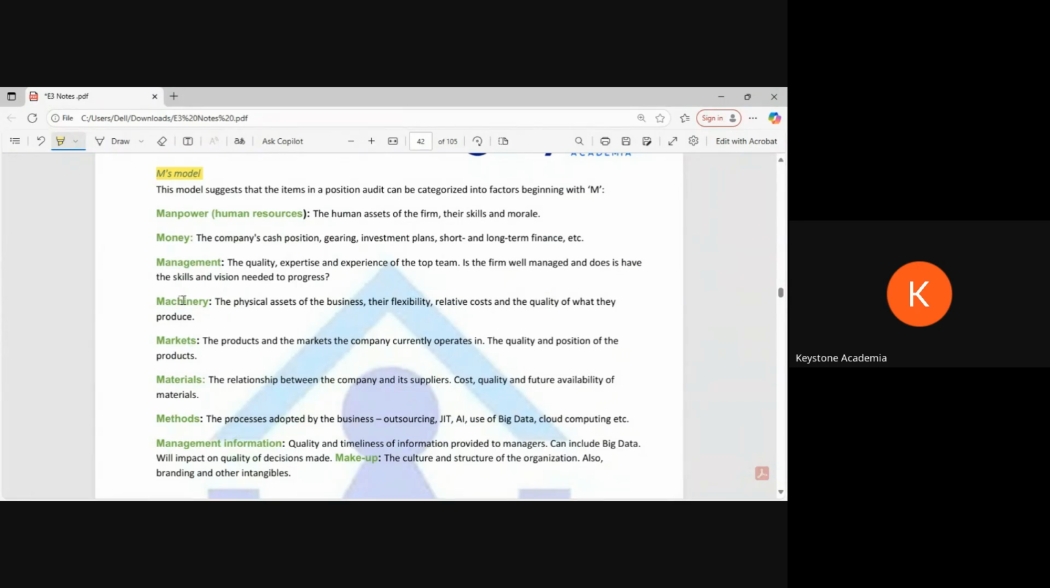Then machinery, the physical asset of the business: what kind of automation we have, what kind of quality we are giving in the market, and the number of markets we are selling our products in.